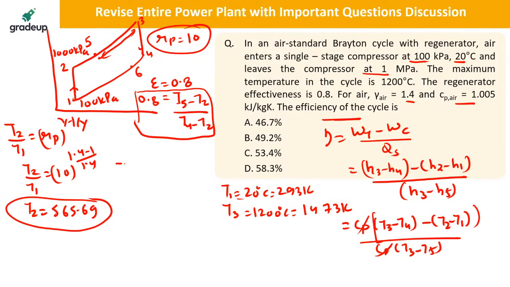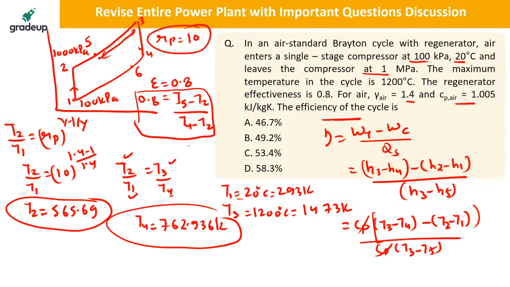And if you know the value of T2, you know that T2 by T1 is equal to T3 by T4. T2 is known to you, T3 is known to you, T1 is known to you, you can find T4. T4 you will be getting from here, that will come out to be 762.963. Right, this will be the value of T4.